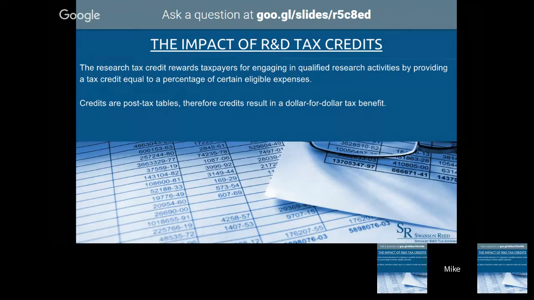Credits are post-tax. They are not filtered through the tax tables, and you get a dollar for dollar benefit to your bottom line when you use a credit. So in other words, if you had a $10,000 deduction, you would realize $1,500 impact to your bottom line, as opposed to if it was a $10,000 credit, you would realize a $10,000 benefit. So there's an enormous difference there. The credit rewards taxpayers for engaging in qualified research activities, providing a credit equal to a percentage of the eligible expenses, and I'll add some clarification to that later.